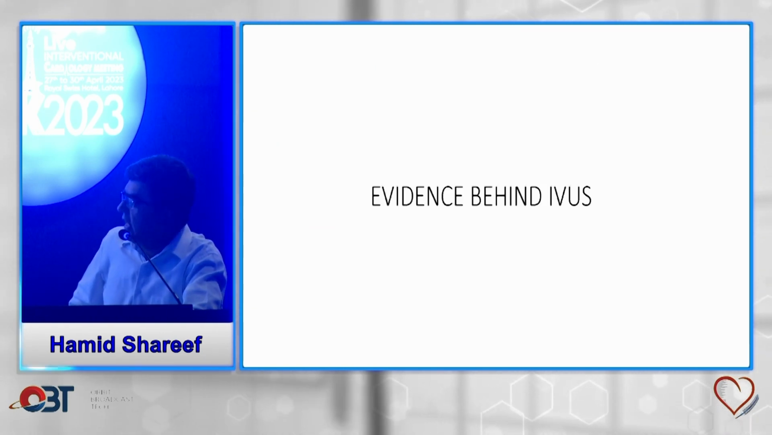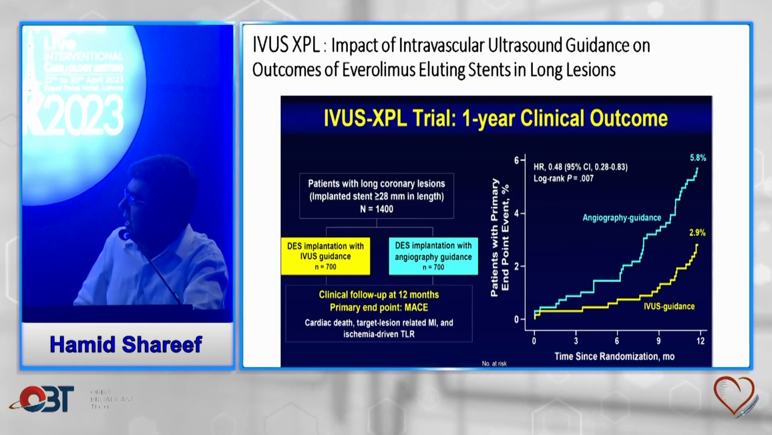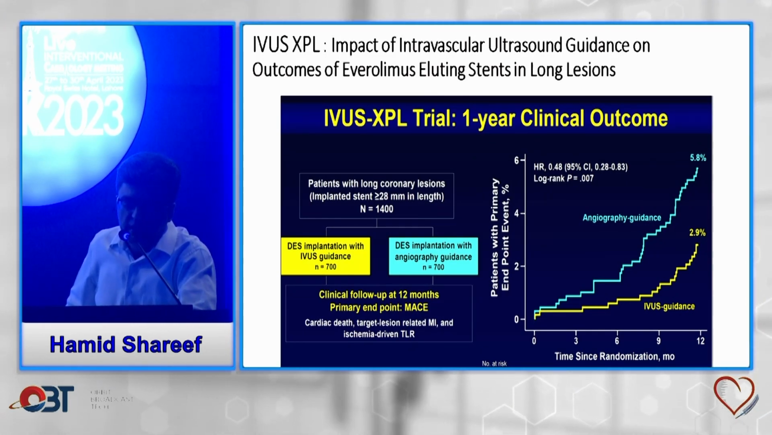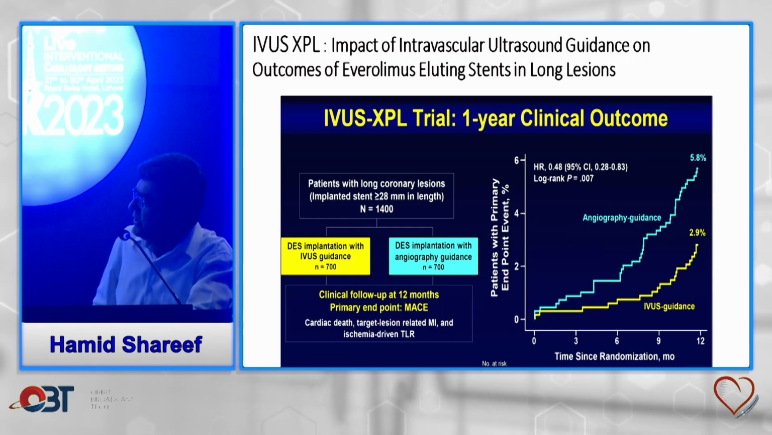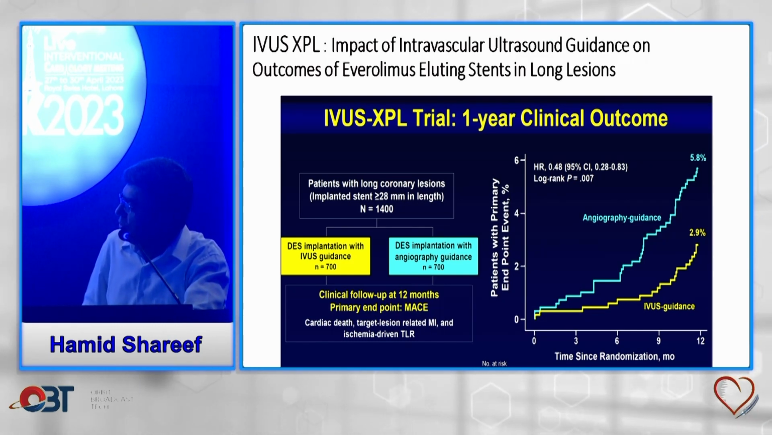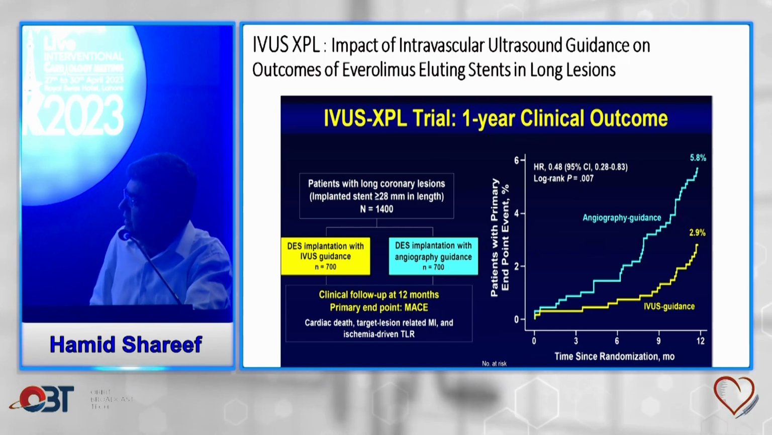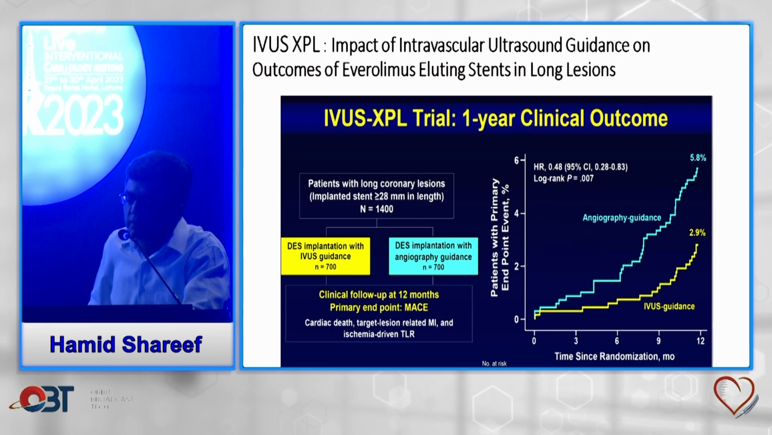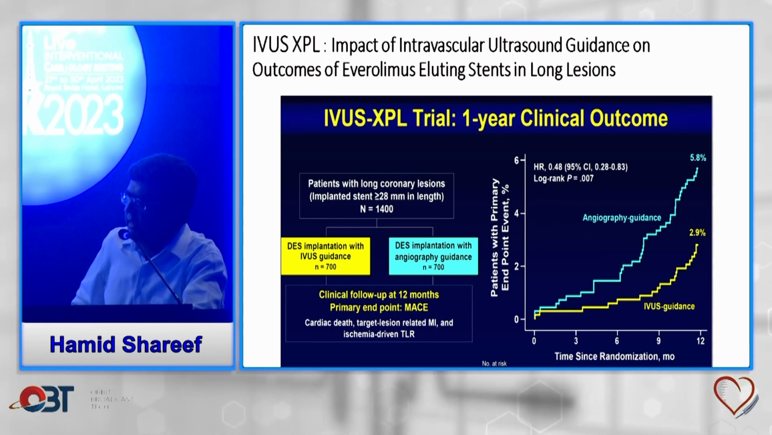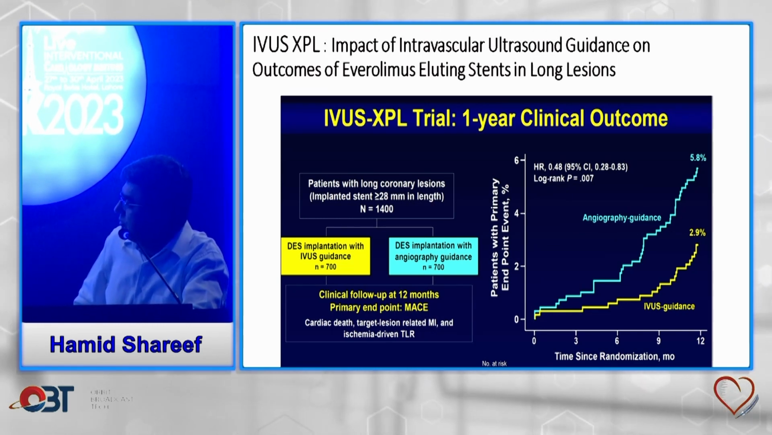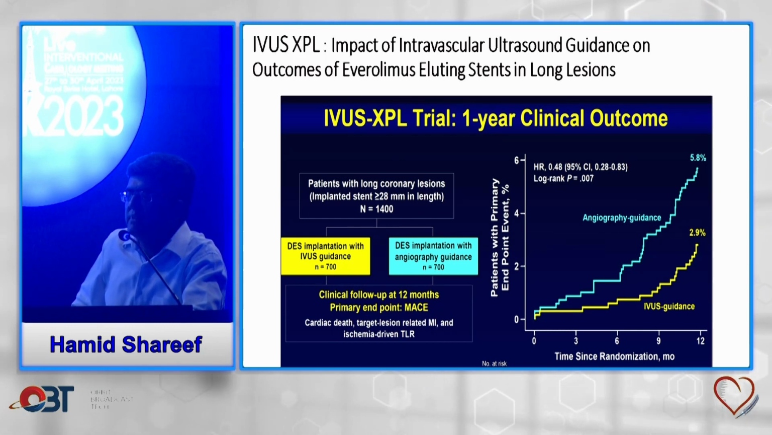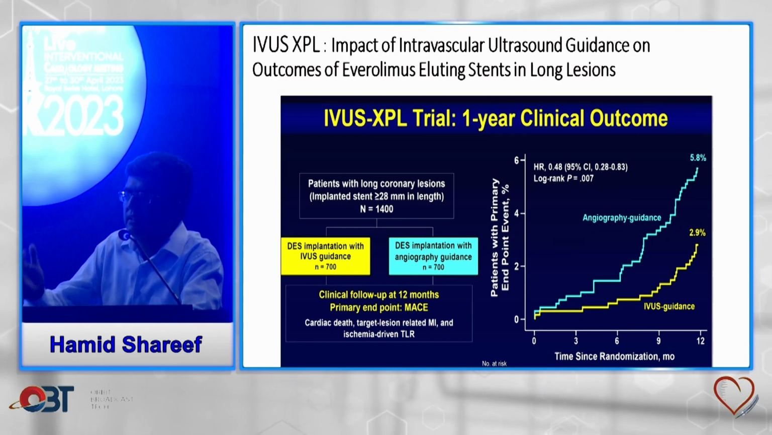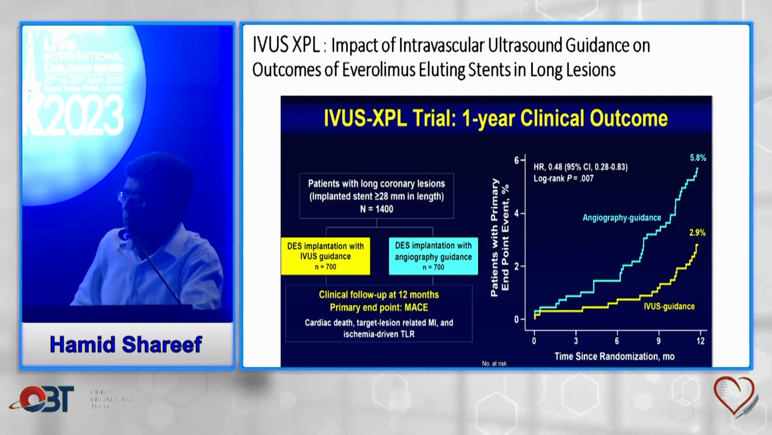So what's the evidence behind IVUS? If you look at the recent trials, this is the IVUS-XPL trial, in which IVUS was used in long stents, and 1,400 patients were divided into two groups, those with lesion length more than 28 millimeters. If you look at the graph on the right side, the 1-year clinical outcome was quite significant. That is, the TLRs and TVRs were 2.9% when IVUS-guided PCI was done, and 5.8% otherwise. That is, we reduced the TVRs and TLRs by almost 50% within 1 year.